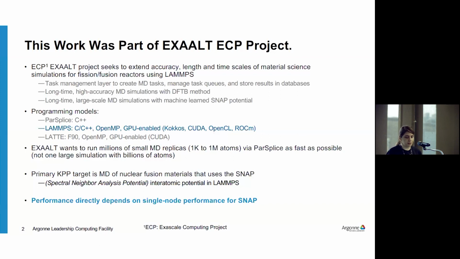It's called EXALT. The EXALT project had multiple components, but the one that I will talk about today is LAMMPS, which is the MD simulation package, and I will give you a quick intro of what it is. They wanted to run millions of small MD simulation replicas via ParSplice, which just generates a bunch of snapshots as fast as possible. Their target was related to one specific function that we call SNAP, which you're going to hear about throughout the talk, and which stands for spectral neighbor analysis potential.